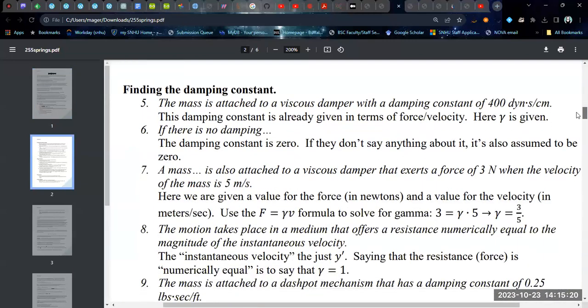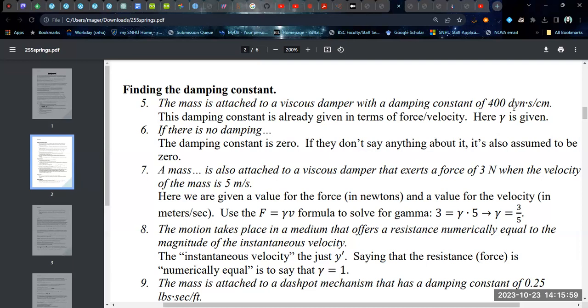Now, if we're finding the damping constant, that's the gamma that was in our previous equation, then typically these are just sort of given to you straightforwardly, although they might not be. The mass is attached to a viscous damper with a damping constant of 400 dynes seconds per centimeter. Don't worry about the units other than telling you which system of measurement you're in. This is in the CGS system, and so the force unit is in dynes as opposed to newtons.